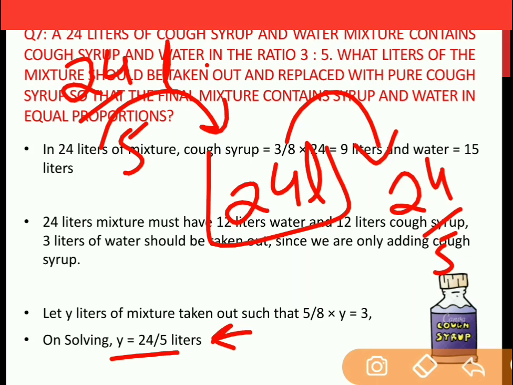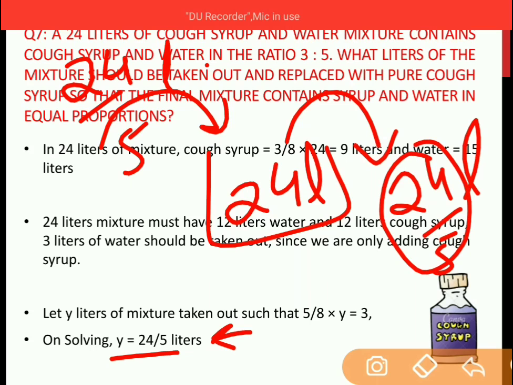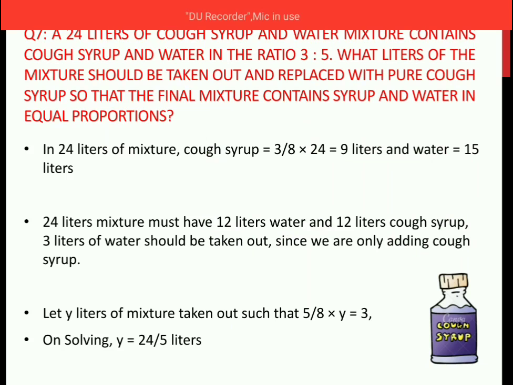Understood? Right. Now this 24/5 liters of mixture contains water equivalent to 3 liters. If it contains water equivalent to 3 liters, then the final amount of water and cough syrup in the mixture will be 12 liters of water and 12 liters of cough syrup. Understood? So this is how we can solve this problem. Solving it, we get y equal to 24/5.